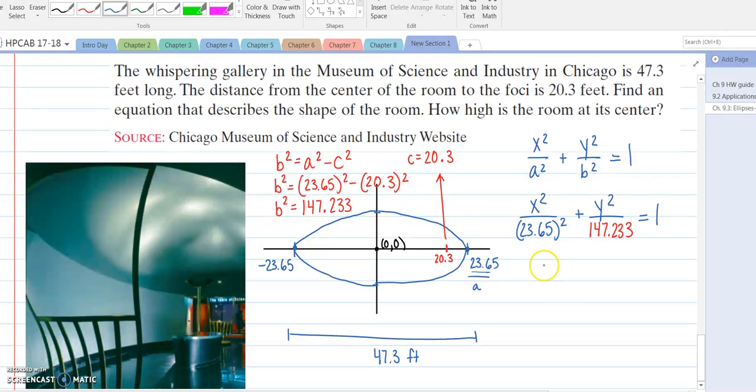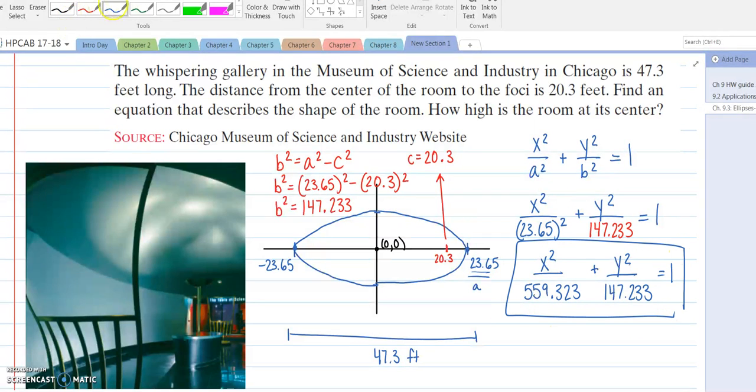Now my equation, again using my calculator to evaluate this piece, I would get x squared over 559.323 plus y squared divided by 147.233, and that equals 1, always. So there's my equation.